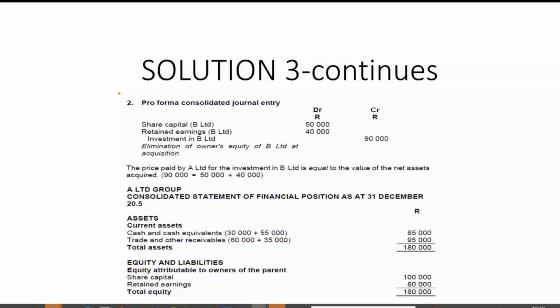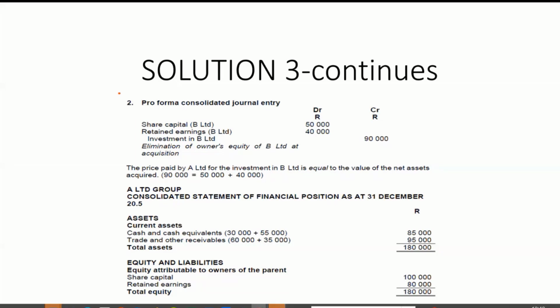Good. So share capital of 50,000, retained earnings of 40,000. It was 90,000. We bought into it. Then we credit investment of 90,000. So by so doing, what have we done? We have eliminated that initial entry that happened when the parent bought into B.